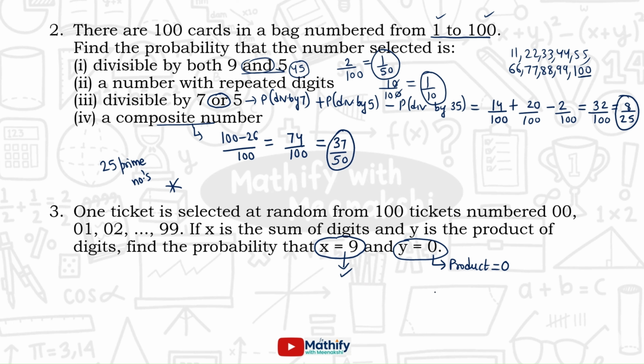So this is possible only in two cases, 09 and 90. Here the sum is 9 and the product is 0. That means 2 out of 100. You can say 1 by 50.